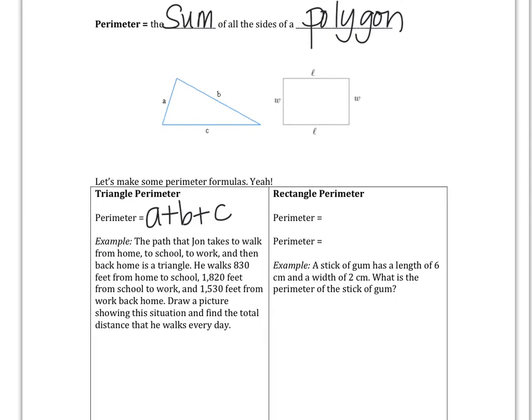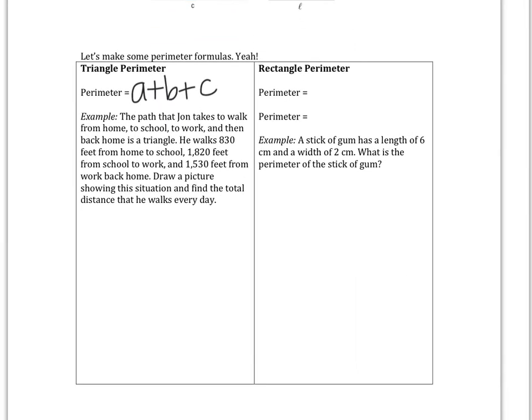Example. The path that John takes to walk from home to school to work and then back home is a triangle. He walks 830 feet from home to school, 1,820 feet from school to work, and 1,530 feet from work back home. Draw a picture, show the situation, and find the total distance that he walks every day. Okay, so let's draw our triangle.